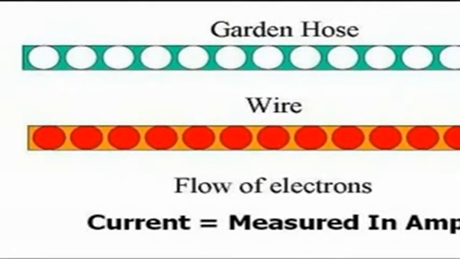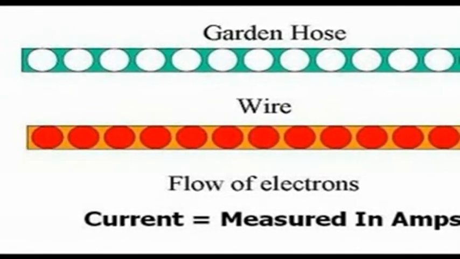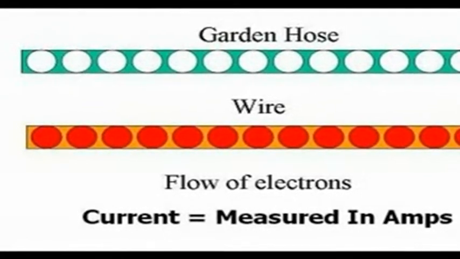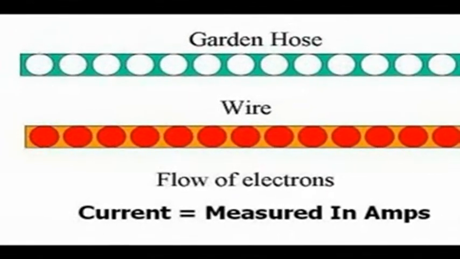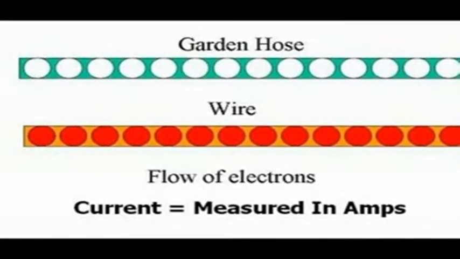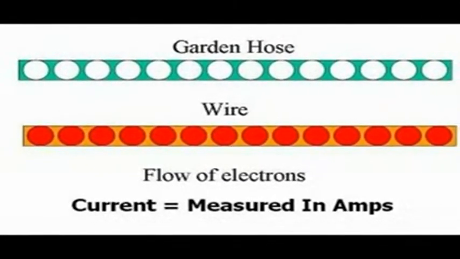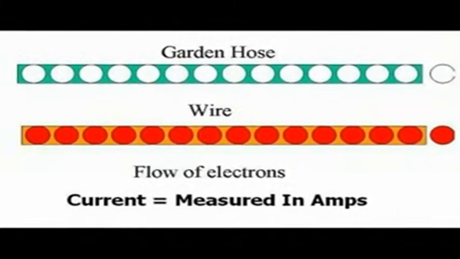We can measure the intensity of our flow of electrons by measuring the current. Current is measured in amps. Amps is the amount of electron flow through our path. The higher our source, the more flow there will be. The less resistance, the more flow there will be.